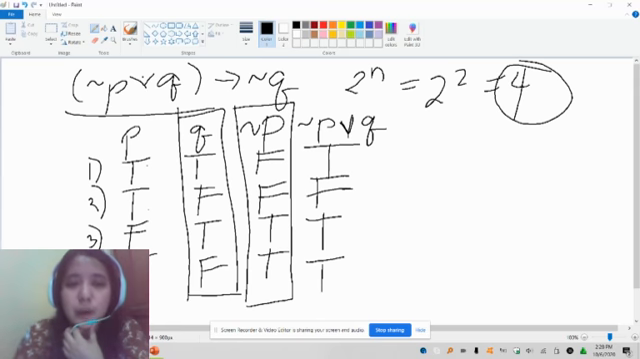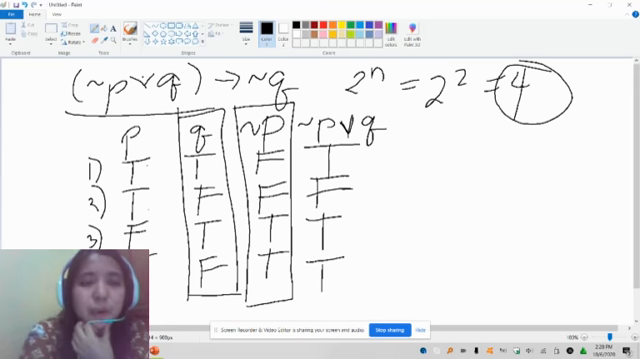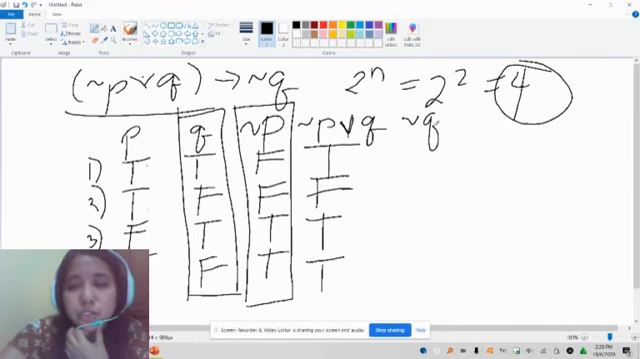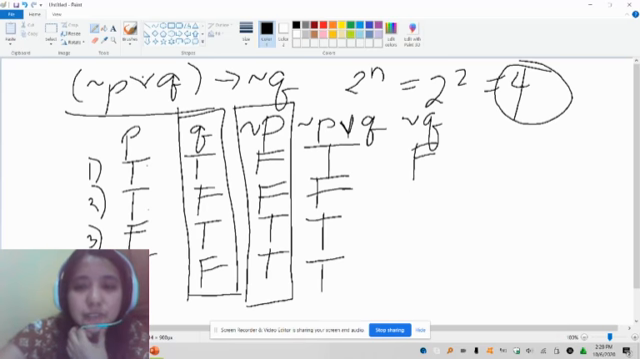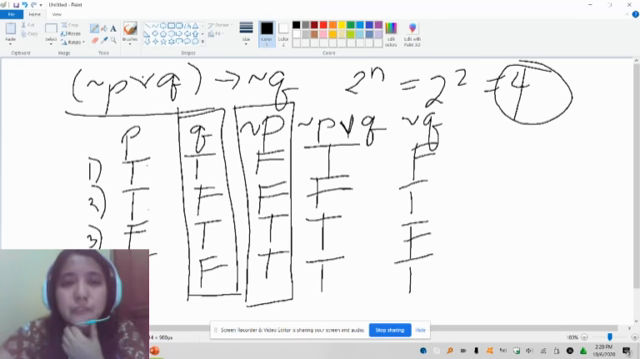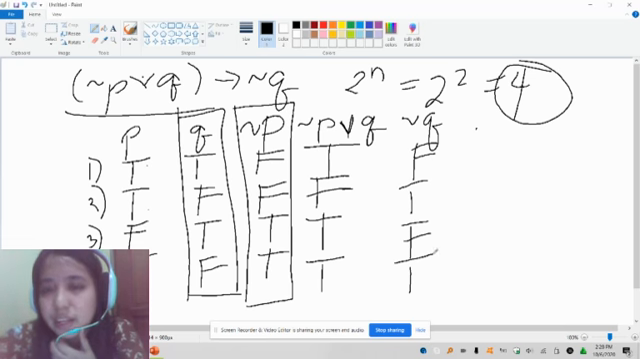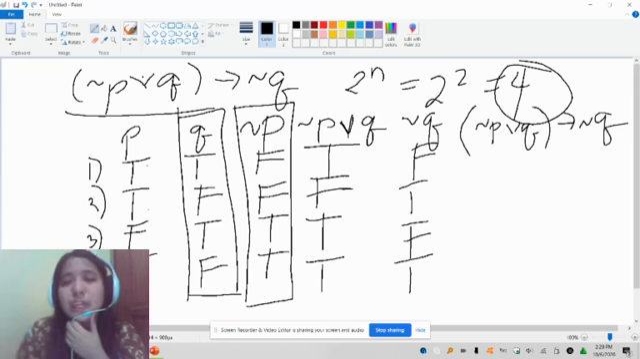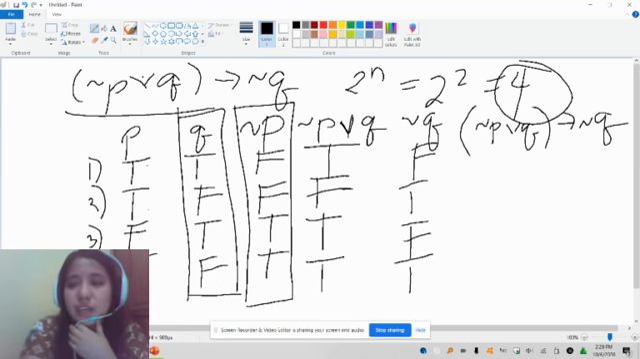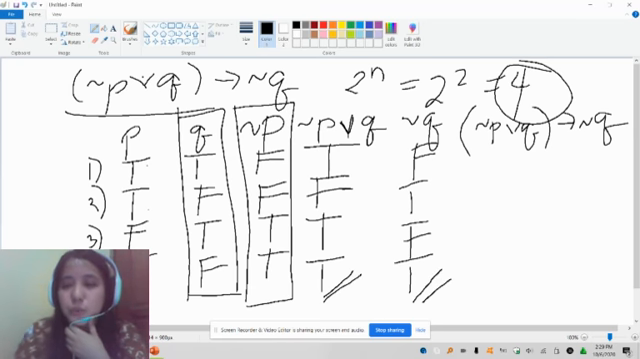Now, let's go back to our compound connectives. We have not Q, so we also need to negate Q. So TF, TF becomes F, T, F, T. Now, our focus is to get not P or Q implies not Q. So what we need to focus on are the values in the last two columns.